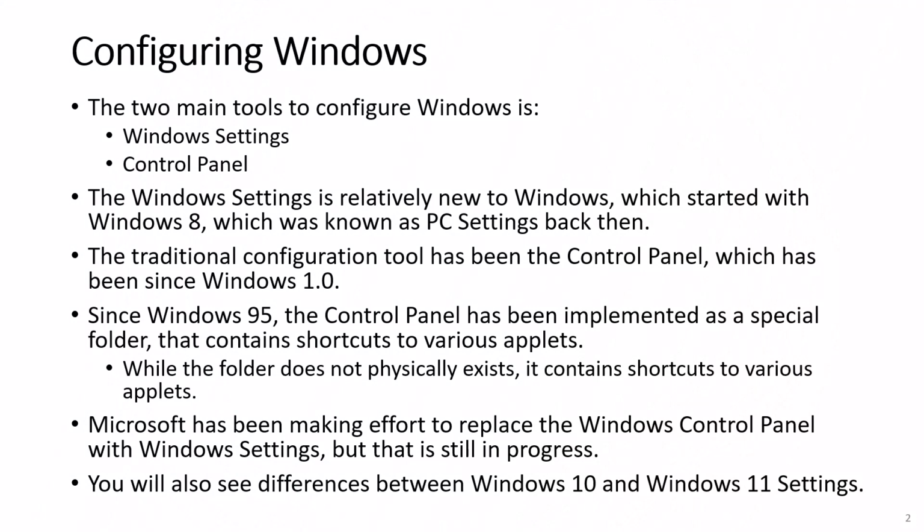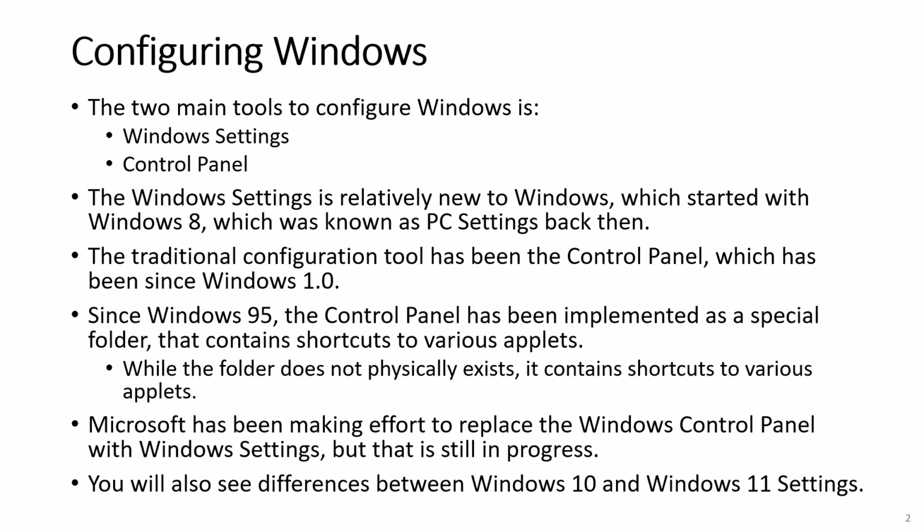The two main tools to configure Windows are the Windows settings and the control panel. The Windows settings is relatively new to Windows, which started with Windows 8, where it was known as PC settings back then. The traditional configuration tool has been the control panel, which has been around since Windows 1.0. Since Windows 95, the control panel has been implemented as a special folder that contains shortcuts to various applets. While the folder does not physically exist, it contains shortcuts to various applets.